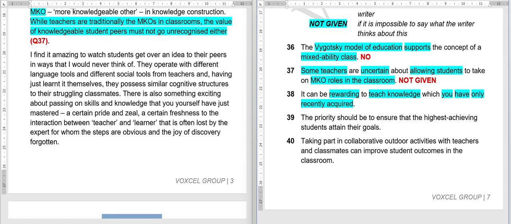So let's see. I find it amazing to watch students get an idea over to their peers in ways that I would never think of. So now the writer is saying that he finds it amazing when he watches students get over an idea. Get over an idea means to explain an idea to their peers in such ways that I would never think of. So that's the real scenario as a teacher myself.